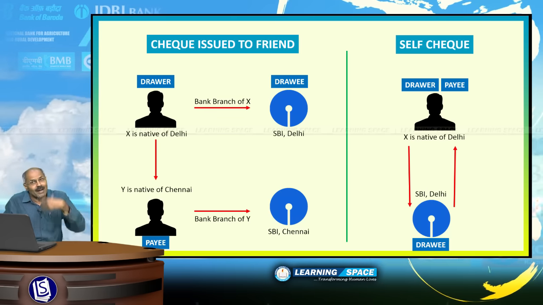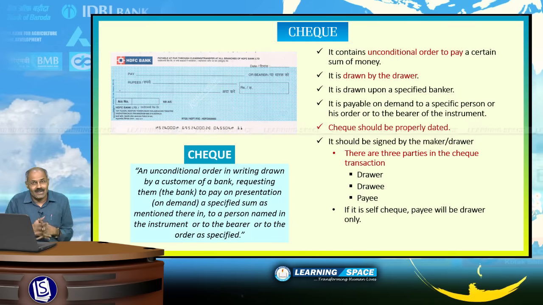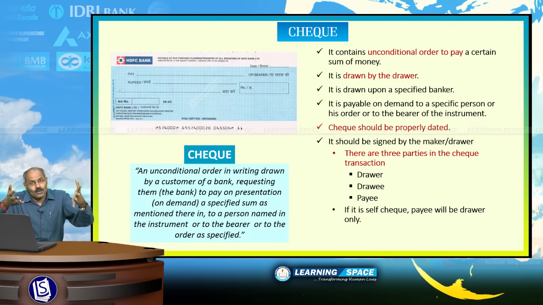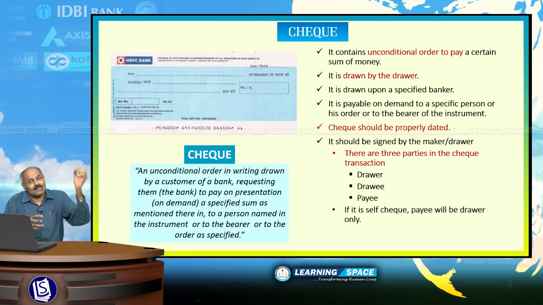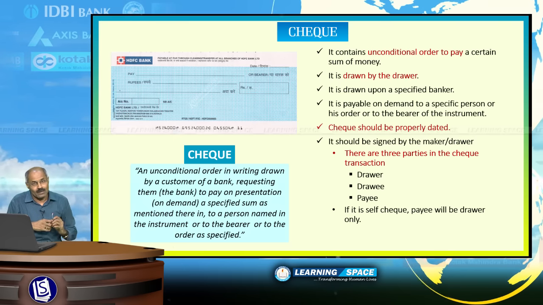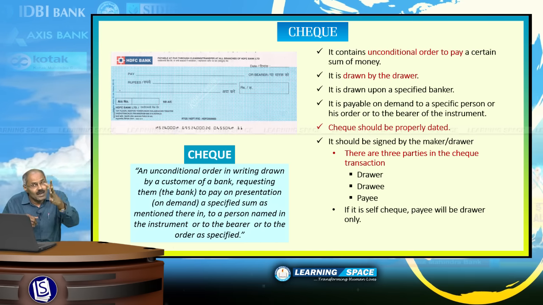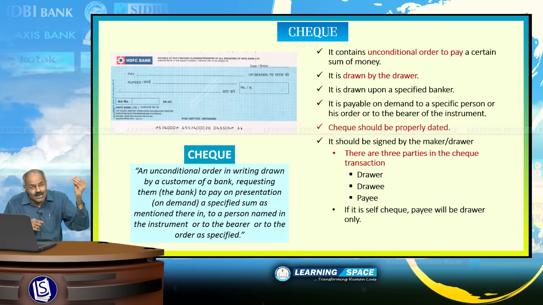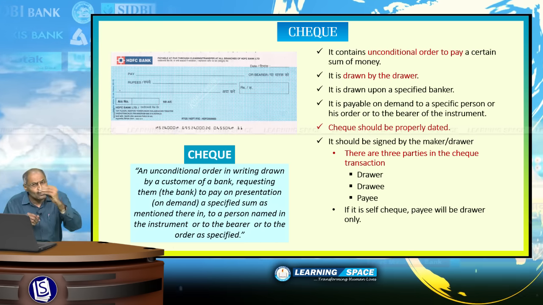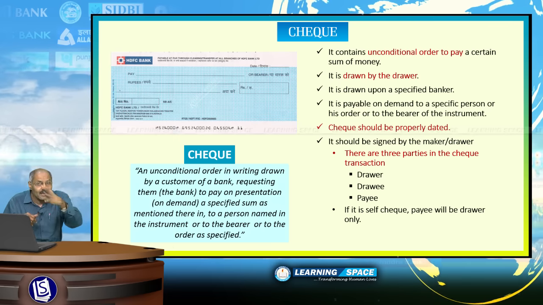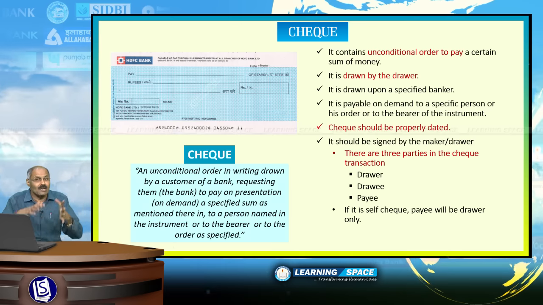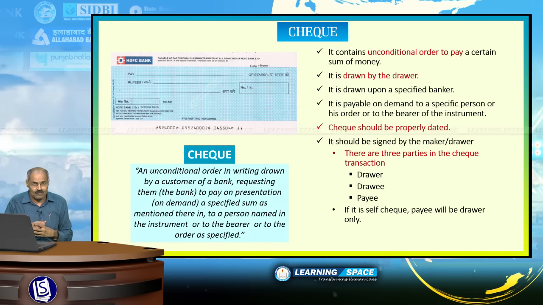And let us come back to this slide. What is meant by check? Check is an unconditional order to pay a certain sum of money. It is drawn by the drawer upon a specified banker, and here three parties are involved. The check should be properly dated, the amount should be clear, and it should be signed by the maker or drawer of the check. So, these are the properties of checks, right.